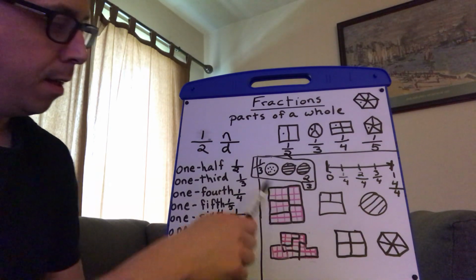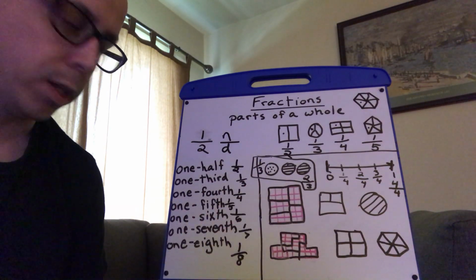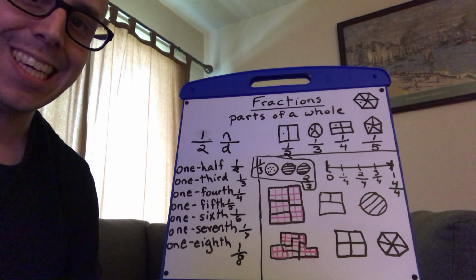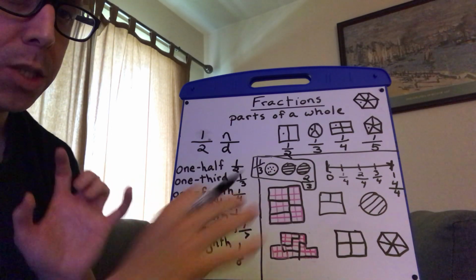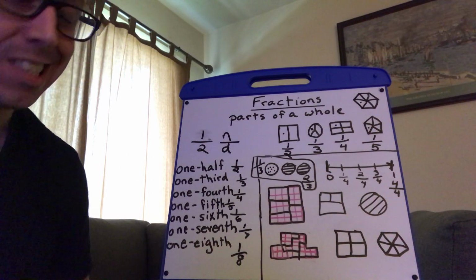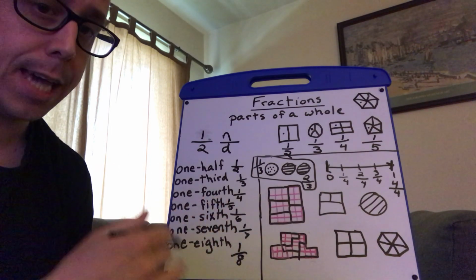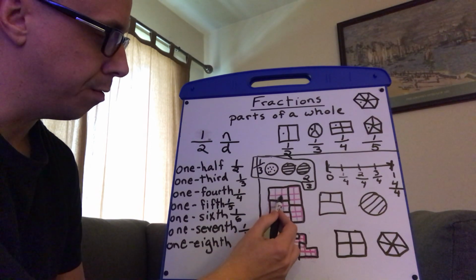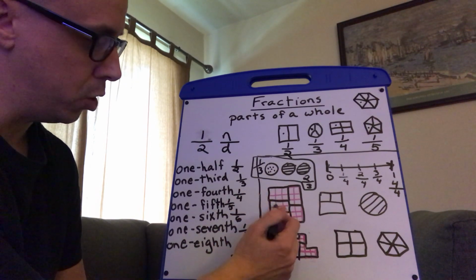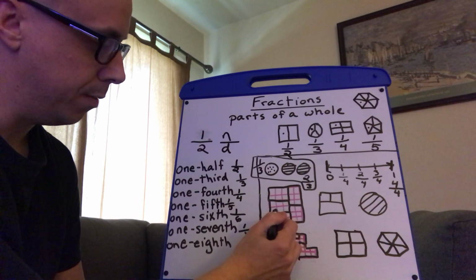So let's start with this one. It's a little bit easier. So inside each square, or not square, inside each portion are 6 squares. So I have to look at it and see, okay, this portion here has 1, 2, 3, 4, 5, 6. This portion has 1, 2, 3, 4, 5, 6.